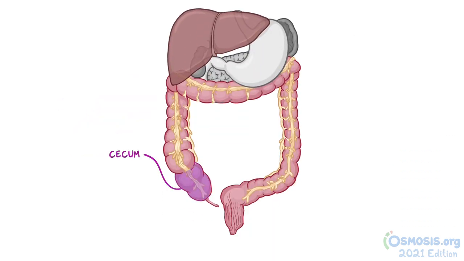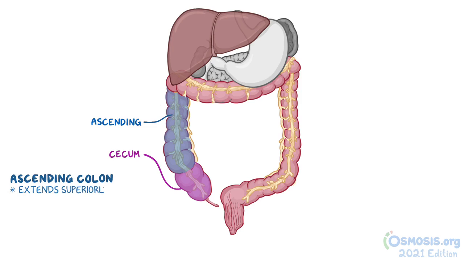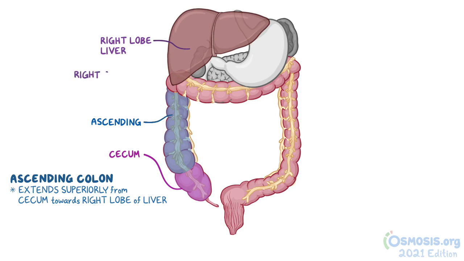Then, the cecum continues as the second part of the large intestine, or the ascending colon. The ascending colon extends superiorly from the cecum along the right side of the abdominal cavity towards the right lobe of the liver. Inferior to the liver and below the 9th and 10th ribs, the colon turns to the left, forming the right colic flexure, also called the hepatic flexure.